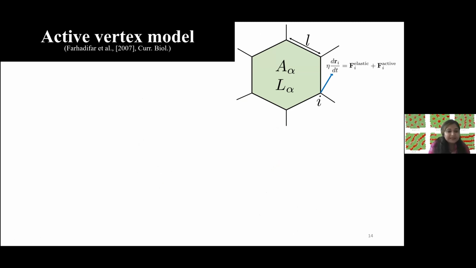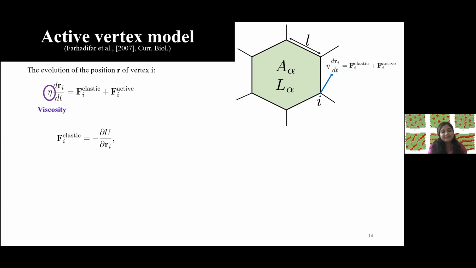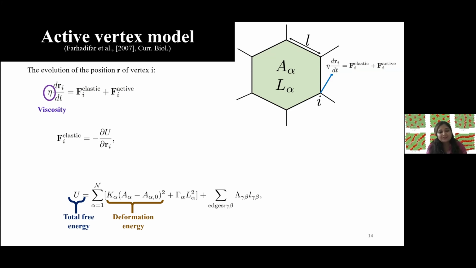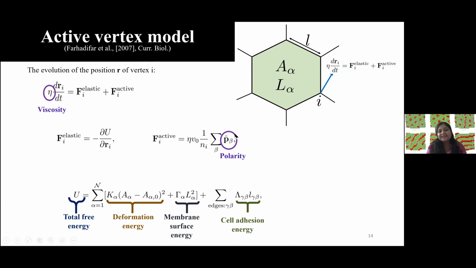So the cell mechanics and the cell motility are also modeled in our system. The evolution equation of this vertex i is given by this equation: elastic force and the active force, where it has the viscosity of the overdamped system. The elastic force is given by this equation, where U is the total free energy of the system. The first energy term comes from the deformation energy, the second term comes from the membrane surface energy, and the third one is the cell adhesion energy, meaning the line tension energy. And this is the active force. Active force also acts on the cell vertices, and it acts in the direction of the cell polarity, and V naught is the motility, that is the magnitude of the velocity of the cell motion.